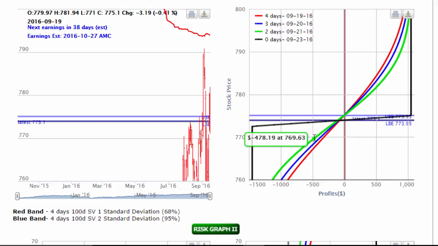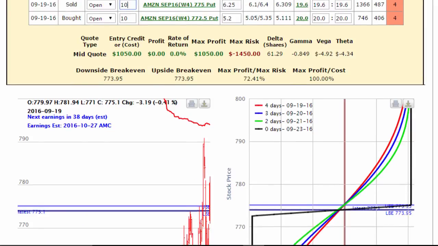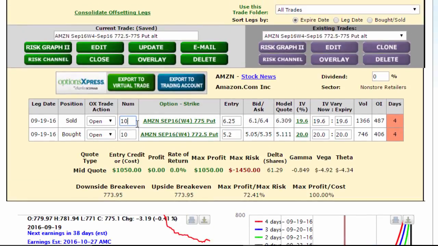Okay, so that's the first one that I looked at, and that's basically selling an at the money put option, which is a 775 put option, with the purchase of a protective put at 772.50, for a total credit of $1,050 and having a maximum risk of $1,450. Now if you look at the numbers, it's a 72.41% return on investment in just 4 days.